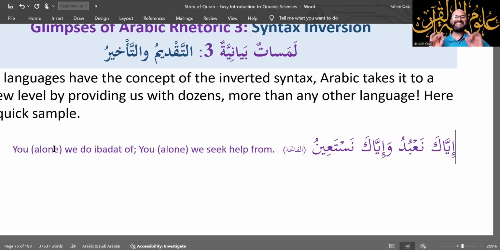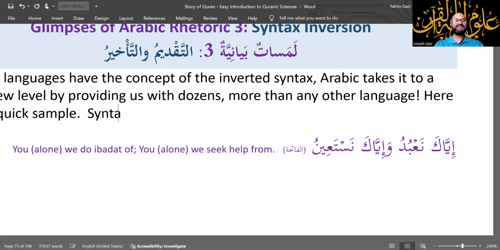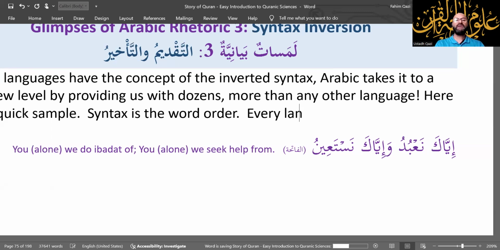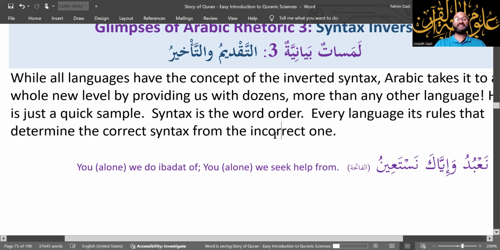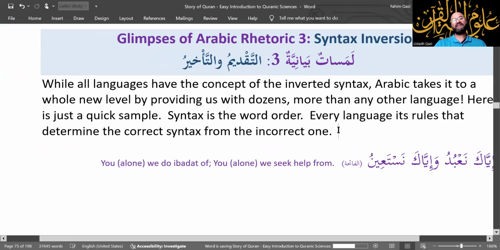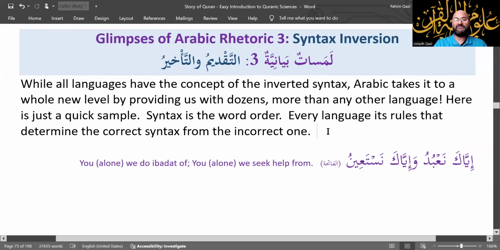There's something called syntax inversion. You take the normal syntax. Well, what is syntax? Syntax is the word order. Every language has its rules that determine the correct syntax from the incorrect one. If you follow the rules of syntax, which is grammar basically, you'll get the sentence right. If you don't follow the rules of syntax, you will be wrong, of course, and you may not be understood.